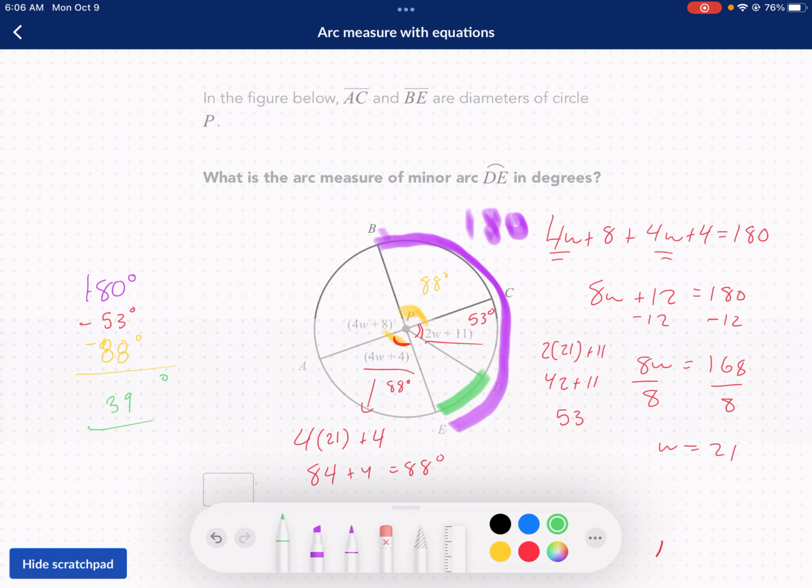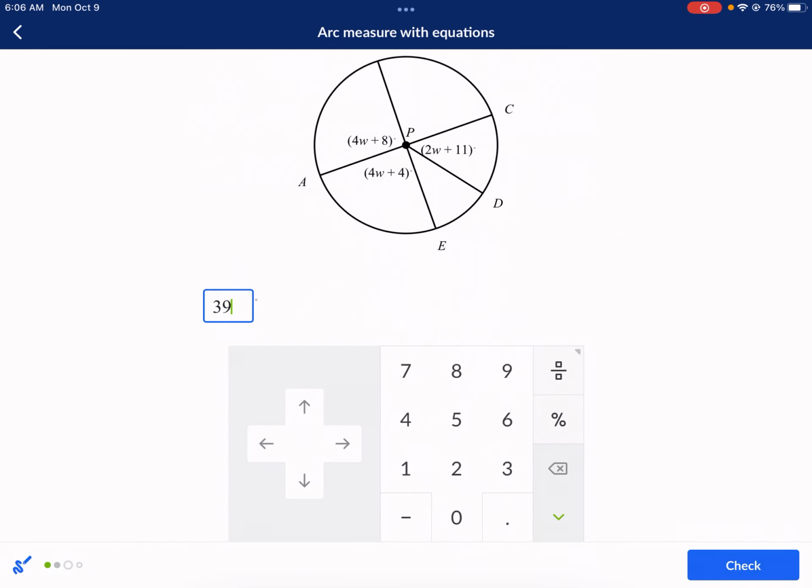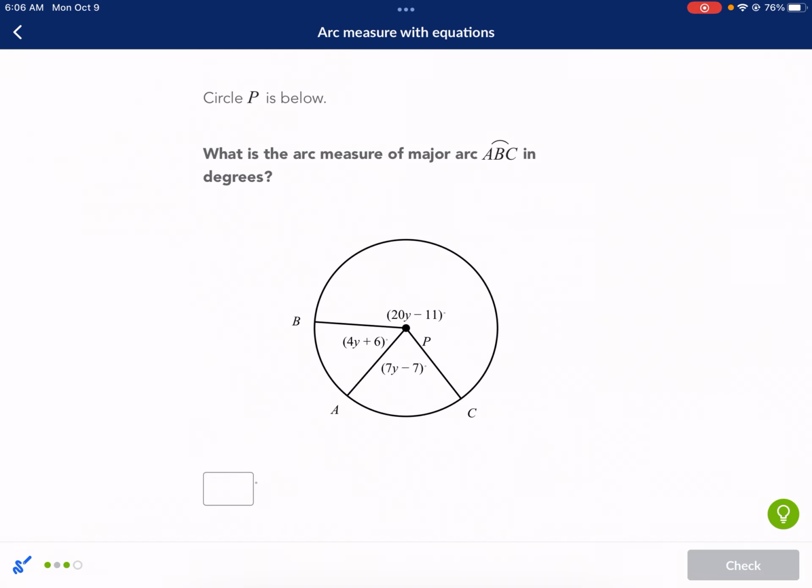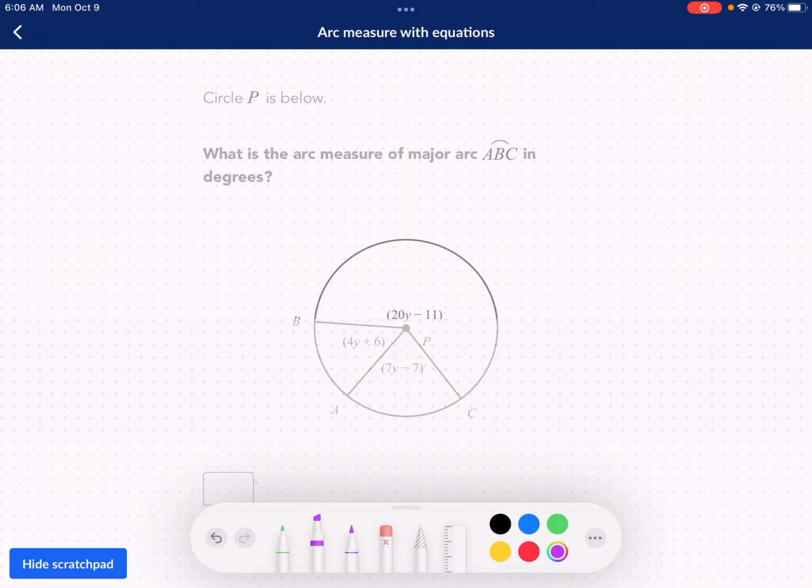All right, let's see how we did. One tiny mistake, and the whole, there we go, finally. All right, here we go, last one. Circle P is below. What is the arc measure of major arc ABC in degrees? Okay, take a deep breath. Here we go, we got this.